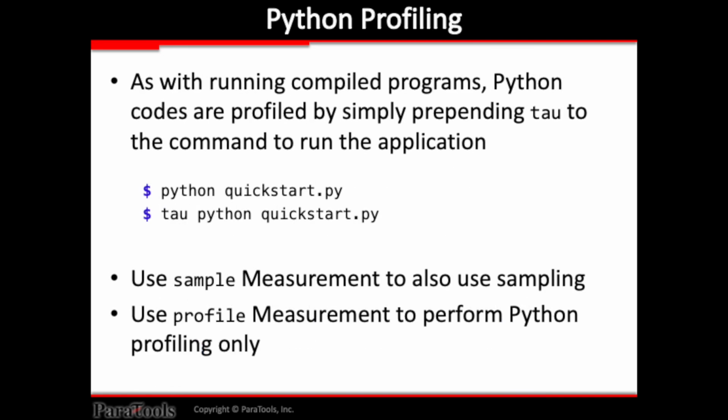Since Python is not a compiled language, we don't need to do anything special before running the code. We simply prepend tau before Python when running the application. If we use the sample measurement, Tau Commander will collect both sampling data and data from the Python runtime, whereas if we use the profile measurement, Tau Commander will collect data from the Python runtime only.